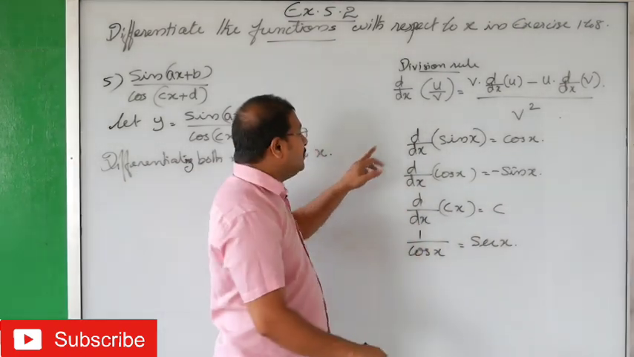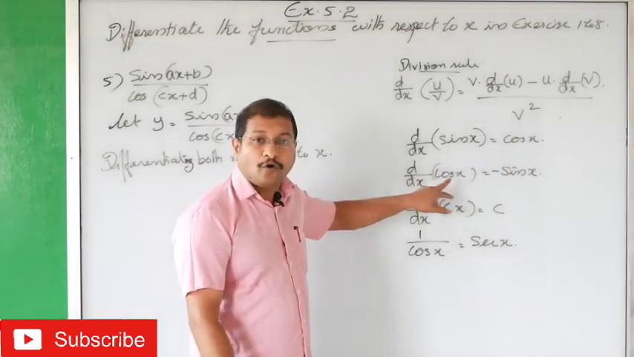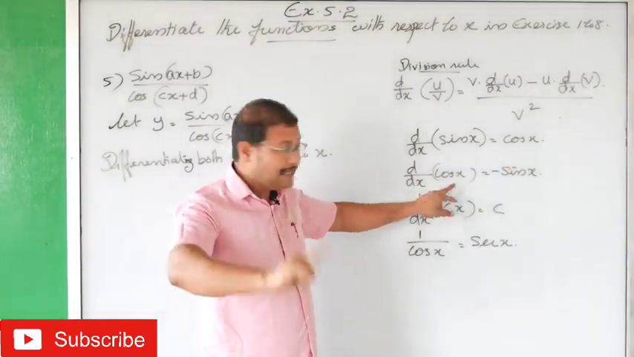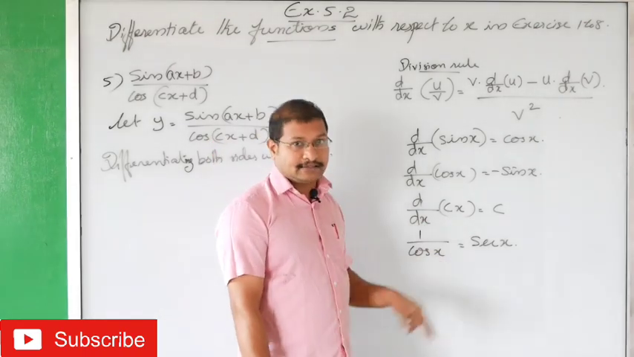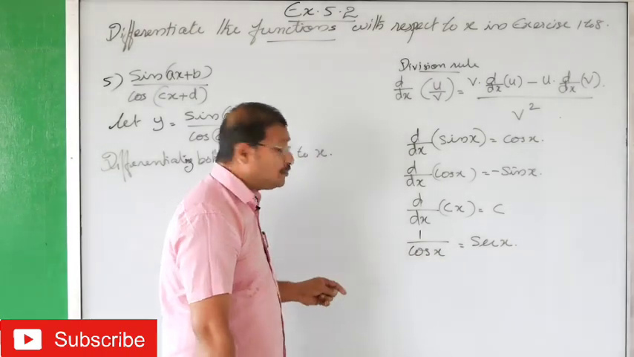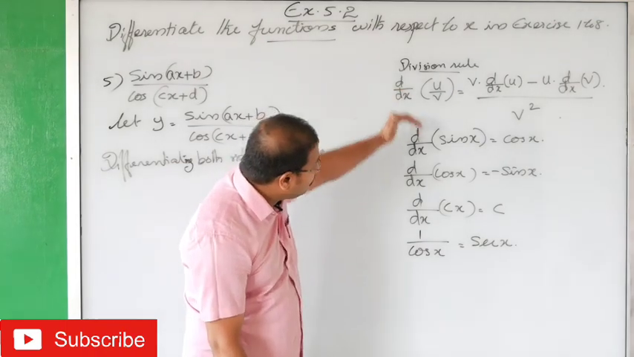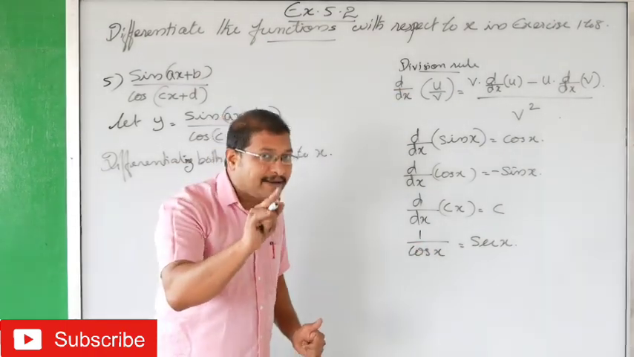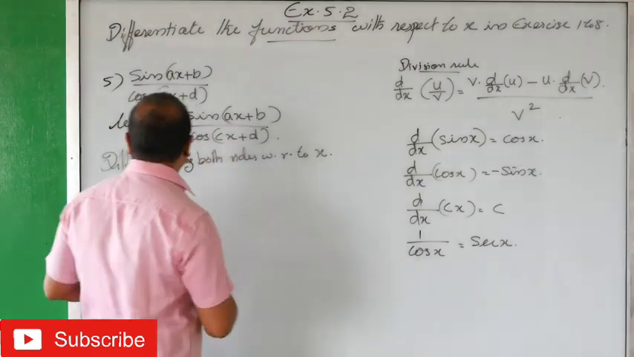Okay. Next one, derivative of sin x equals cos x. Derivative of cos x equals minus sin x. After that, derivative of cx. cx means constant into x, equals the constant. And the last one, 1 by cos x equals sec x. So this many formulas, please write and keep. Ready? These are the formulas. Okay. Let's start the work now.